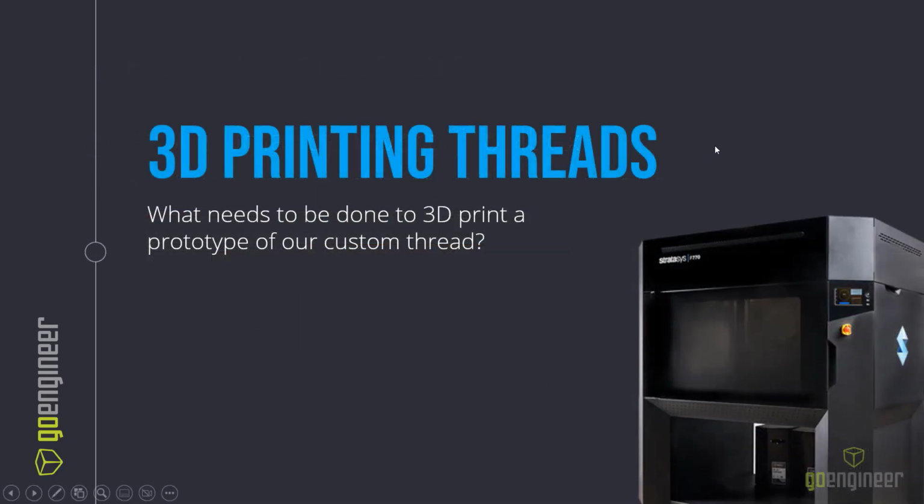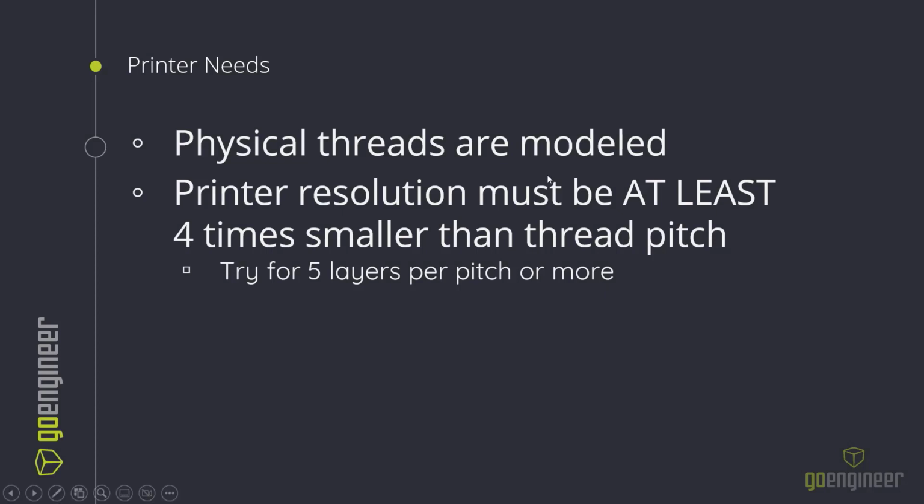All right, now finally, what if we want to 3D print a prototype of our custom threads? What do we have to think about there? Well, first and foremost, physical threads need to be modeled in order to print, because you can't 3D print cosmetic threads, you know? You gotta have those physical threads.